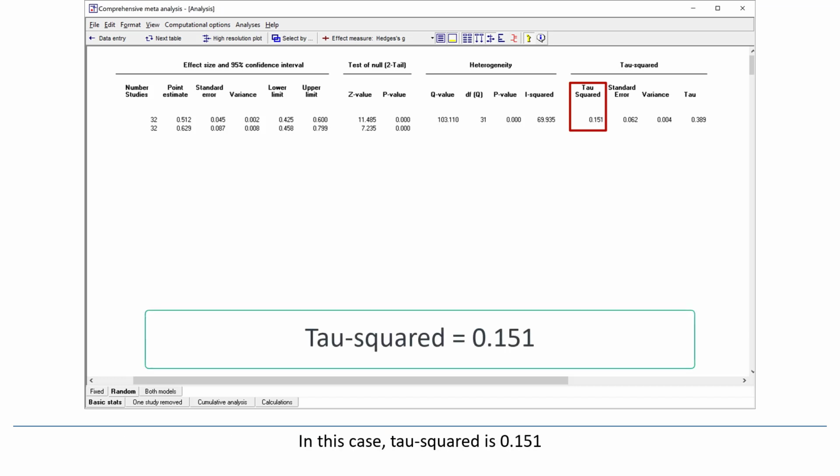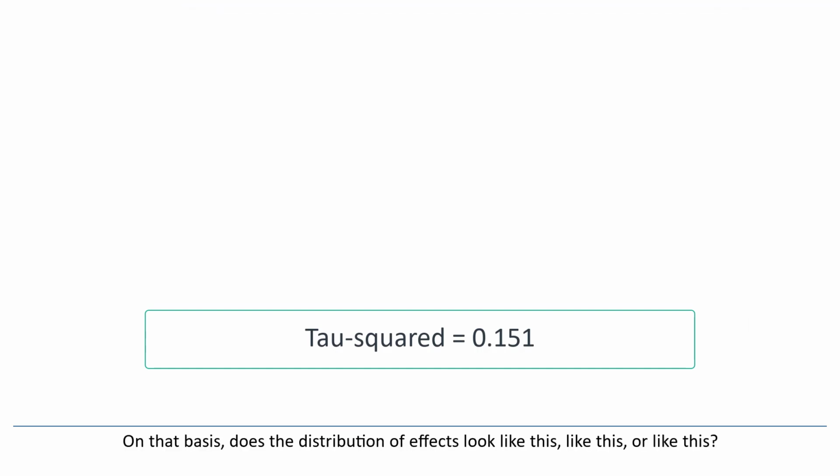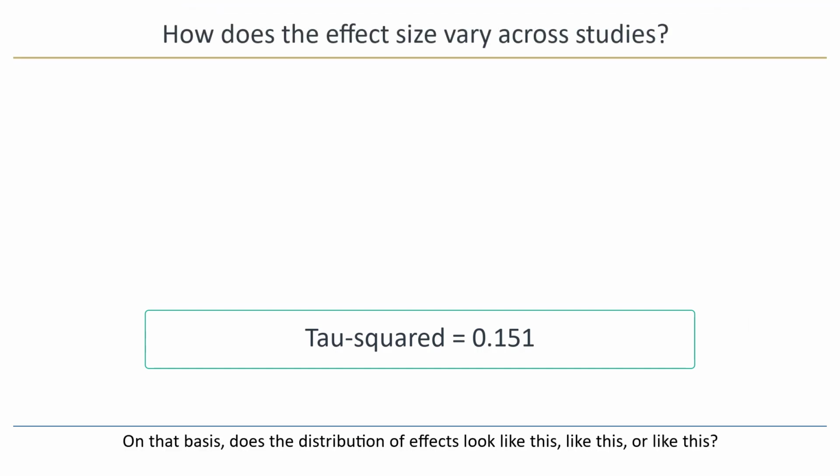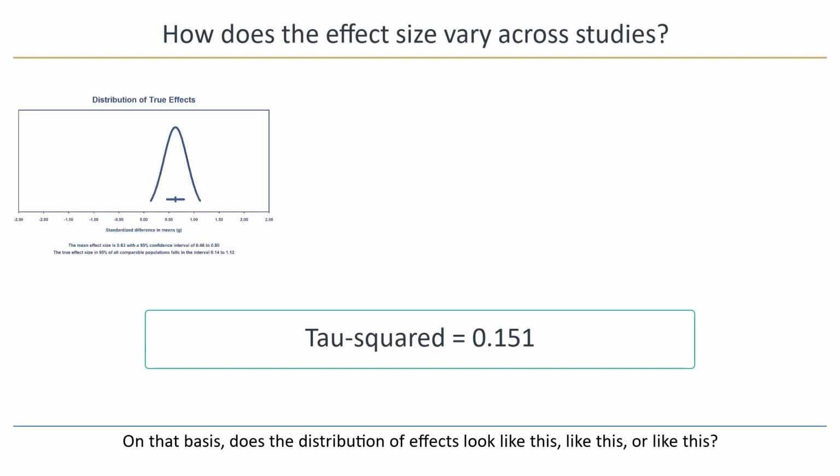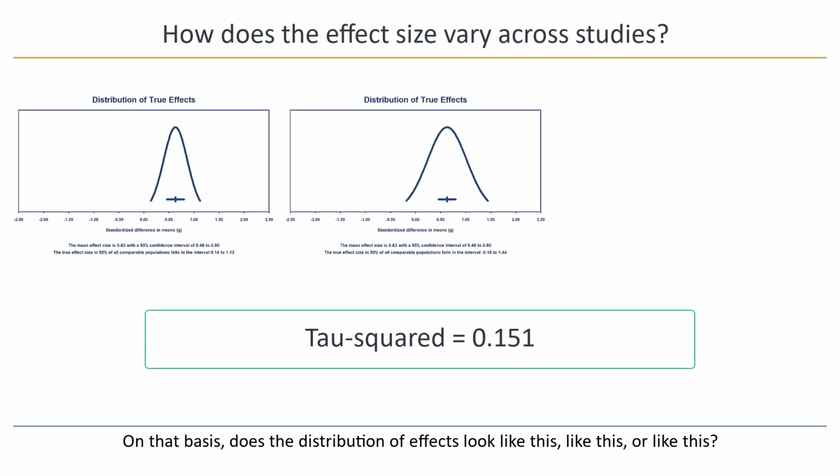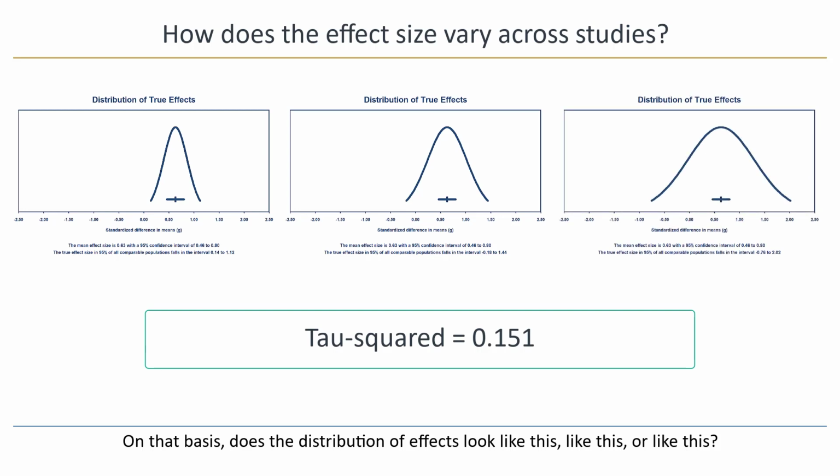In this case, tau squared is 0.151. On that basis, does the distribution of effects look like this, or like this? It actually is possible to determine which of these is correct based on tau squared, but few people know how. So, what statistic does tell us how much the effect size varies?